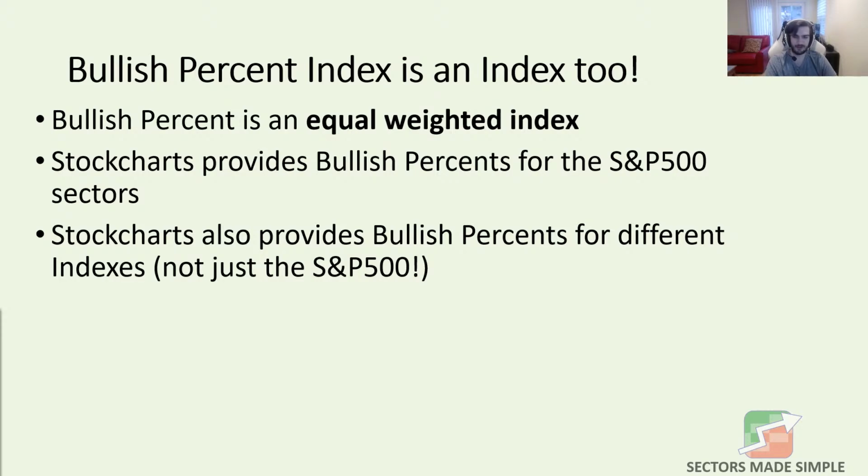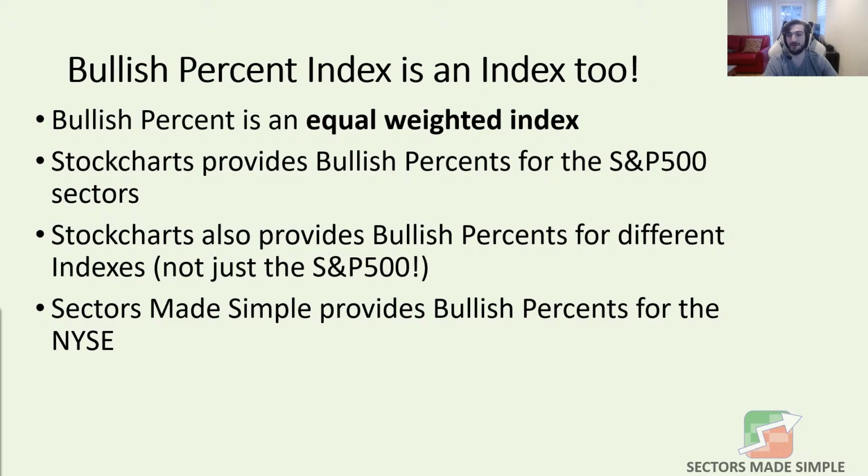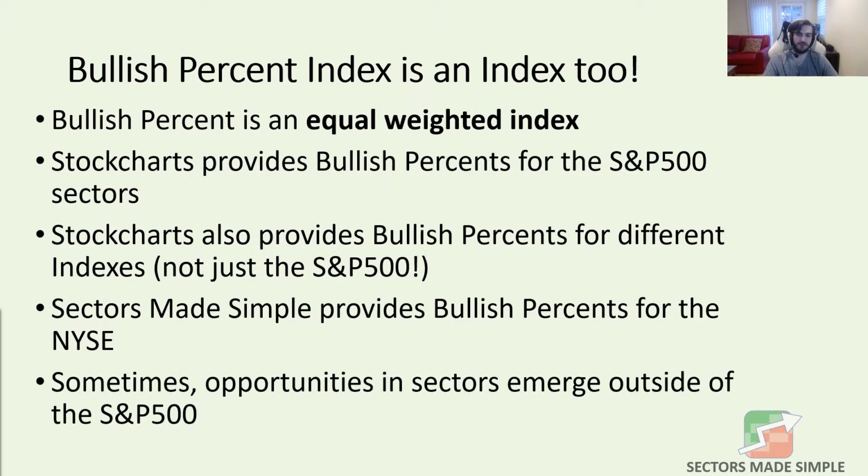And Sectors Made Simple. Us, right here. We also give you bullish percents, but we try and give you information that StockCharts doesn't. So what we do is all of the bullish percents that you'll find on the matrix are the bullish percents for the entire New York Stock Exchange. Not just the companies in the S&P 500. We look at the entire New York Stock Exchange every day to find how many companies in each sector are on a buy signal and are on a sell signal. Because sometimes opportunities in sectors emerge outside of the S&P 500.